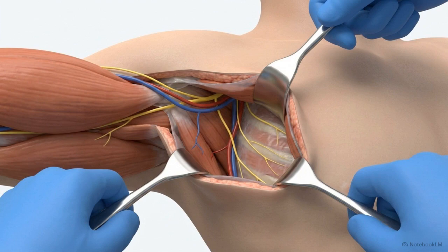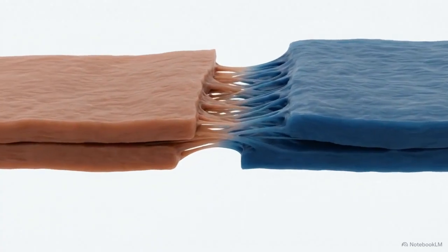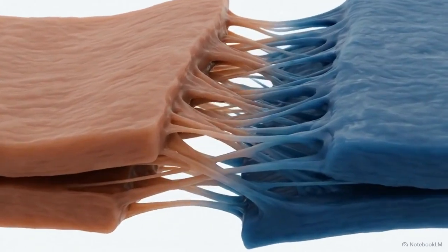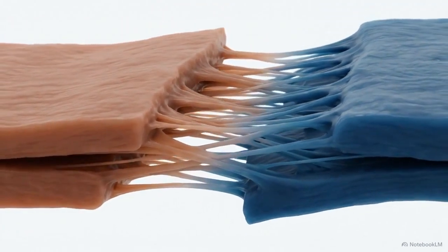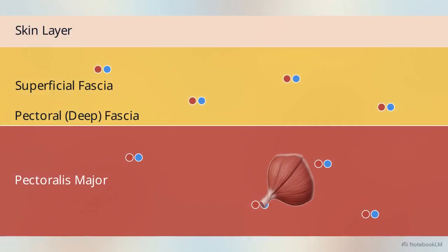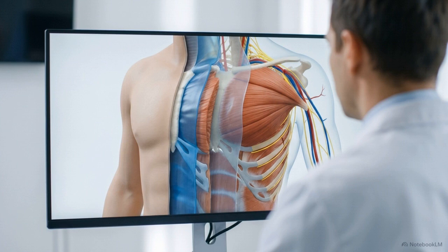Mastering clinical procedures like axillary lymph node dissection or managing penetrating chest trauma requires knowing exactly how these individual layers interlock and slide against one another. This layered organization dictates the safe path for surgical instruments. Understanding the spatial relationship between these strata is essential for precise navigation during invasive procedures.